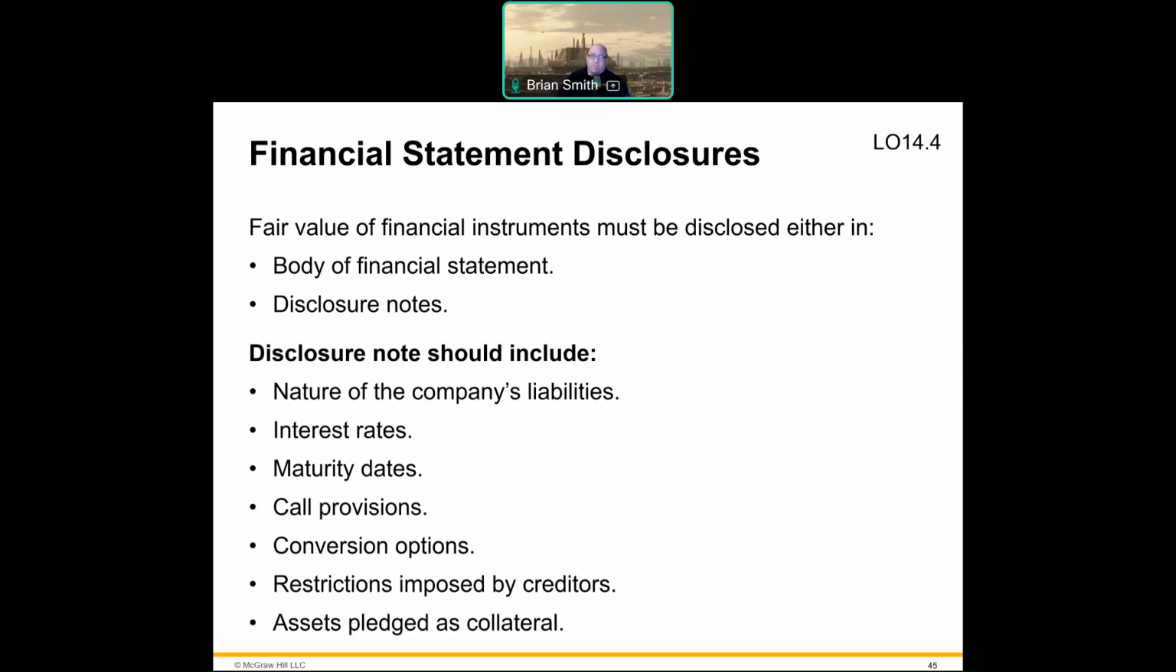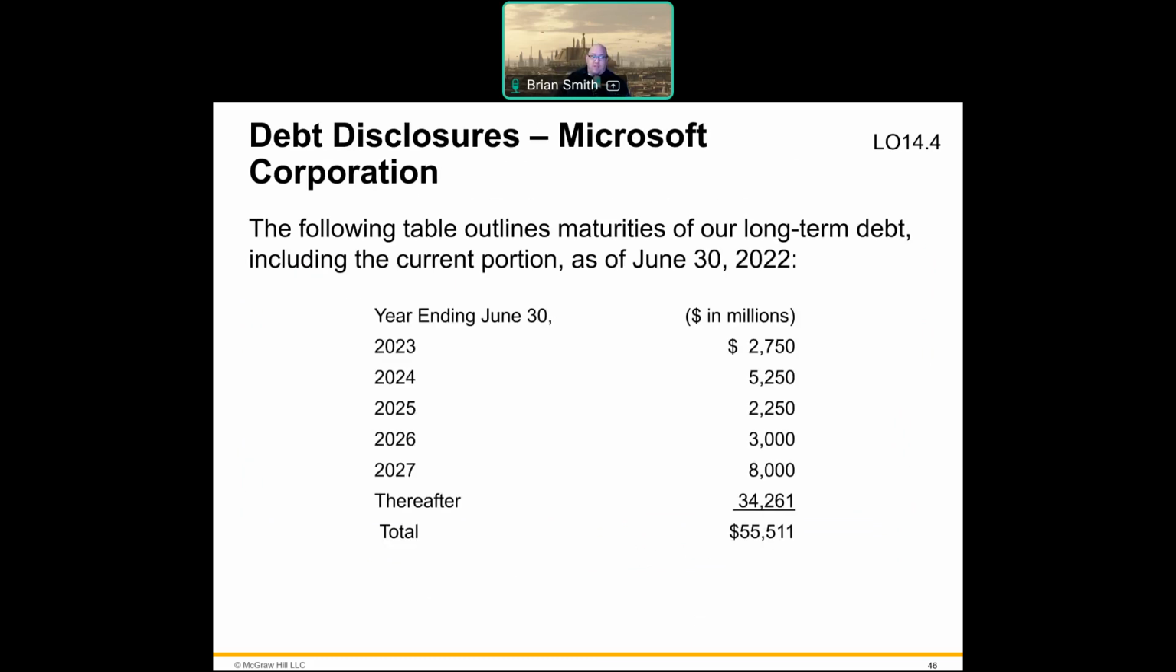Okay, let's look at Microsoft. So Microsoft has maturities of long-term debt, including the current portion. So you can see they have $55 billion that are due over the course of from 2023 to 2027 and beyond, actually.